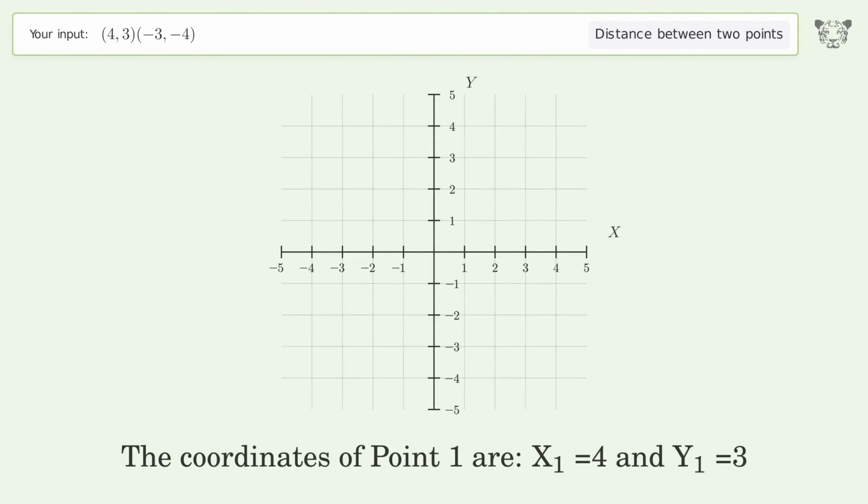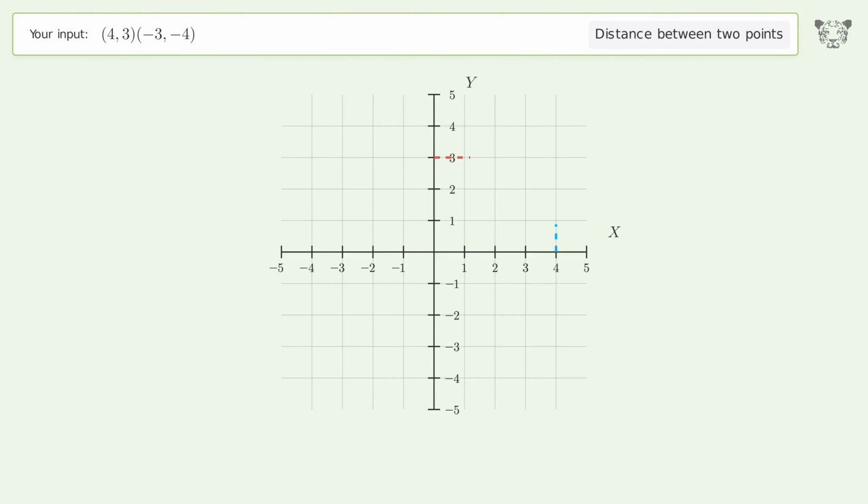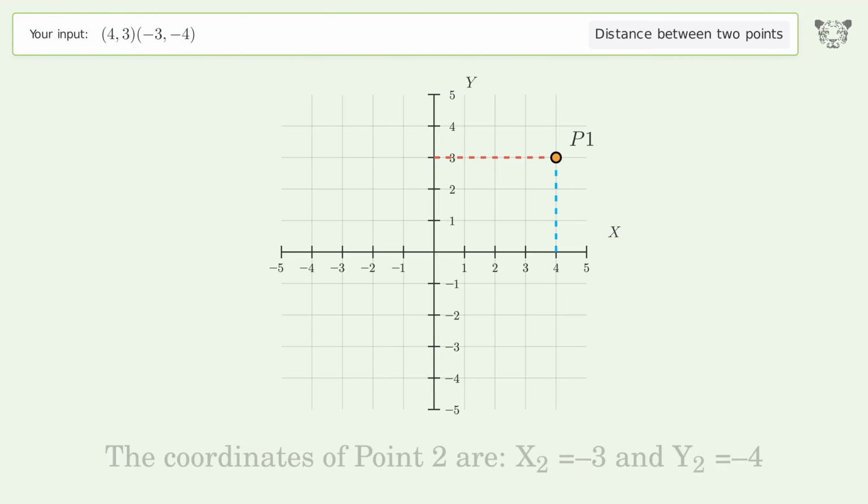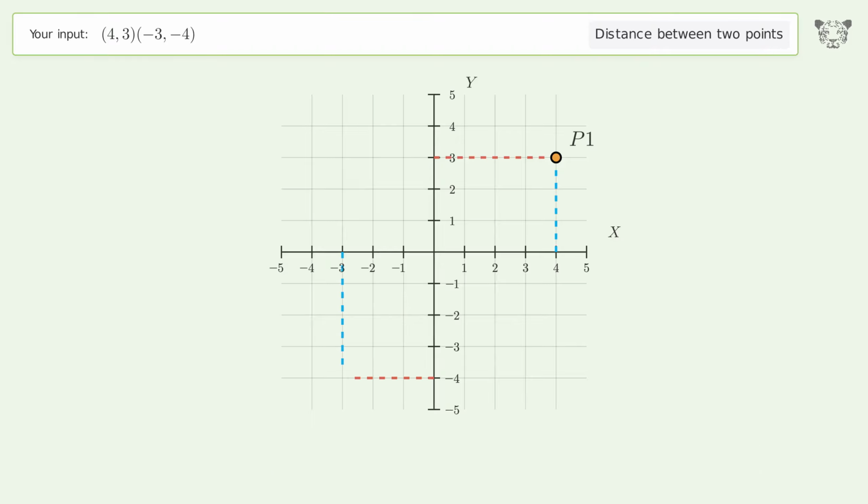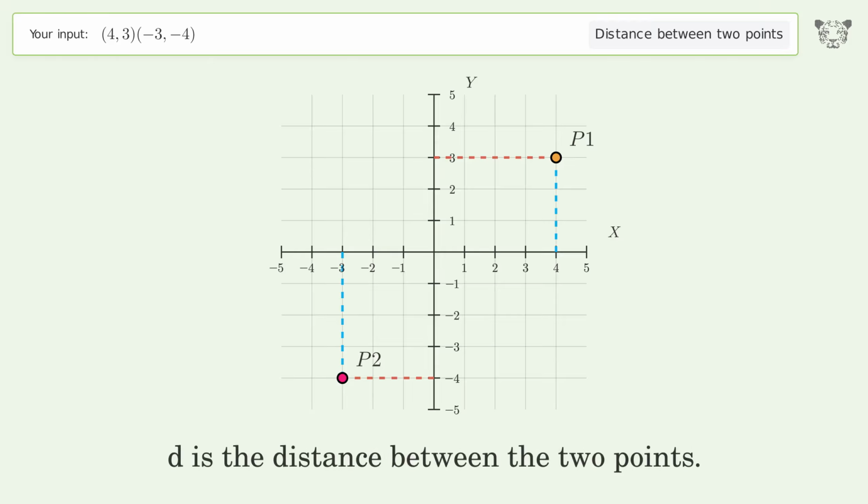The coordinates of point 1 are x1 equals 4 and y1 equals 3. The coordinates of point 2 are x2 equals -3 and y2 equals -4. D is the distance between the 2 points.